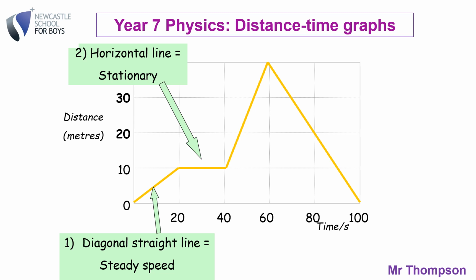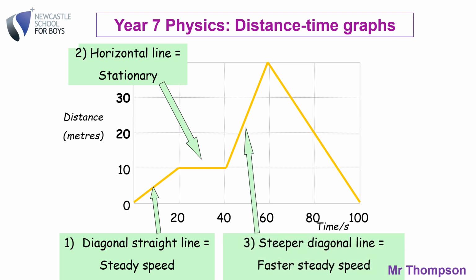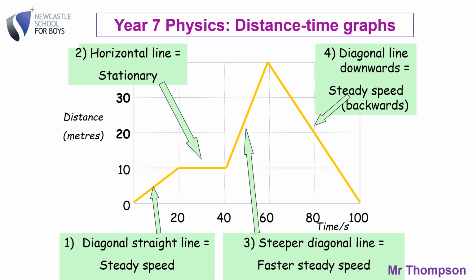Then you can see the third section from 40 to 60 seconds. It's a steeper line. A steeper line means a much faster, steady speed. The straight lines mean steady speed. And if the line comes backwards, goes down, then it means he's moving backwards. He will in fact go back to the start of the race or the start of his journey.